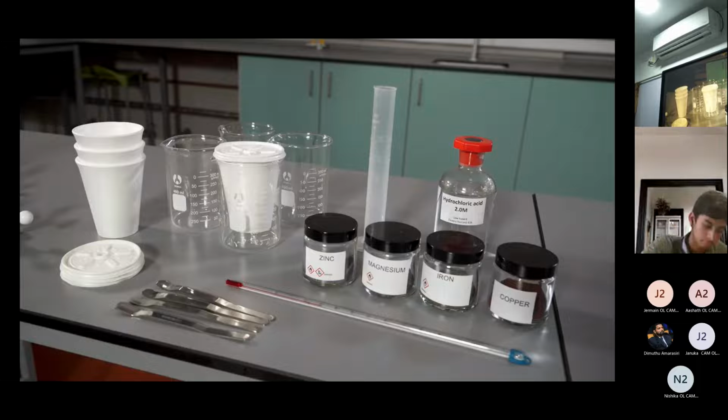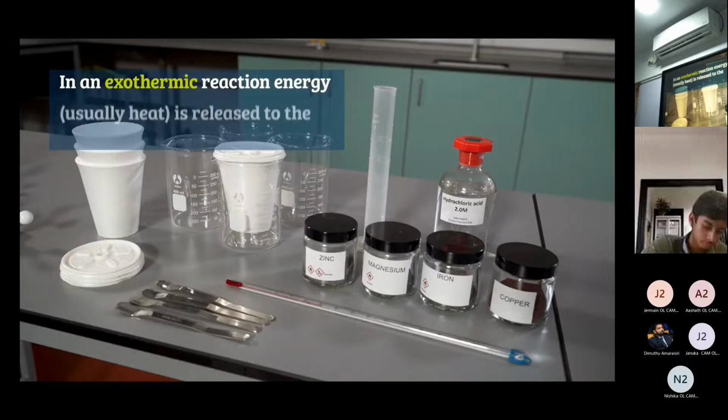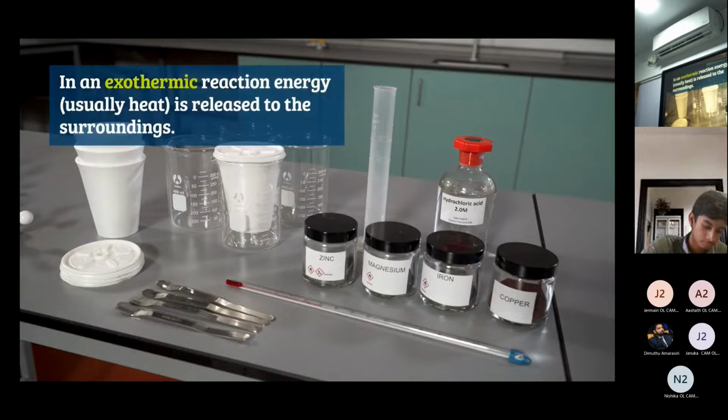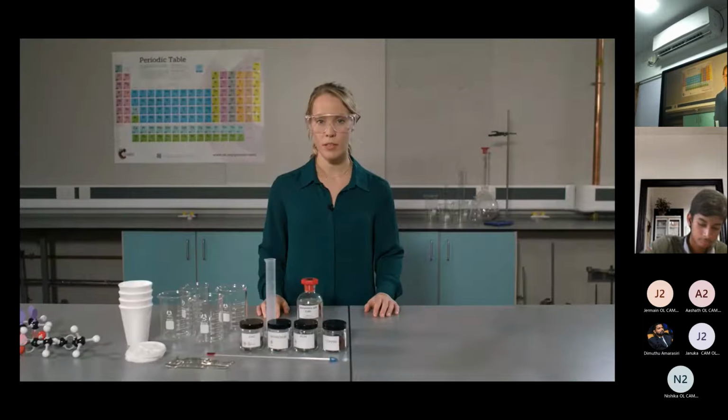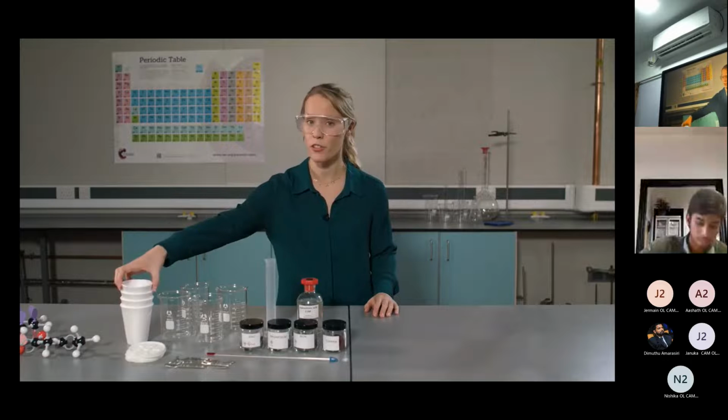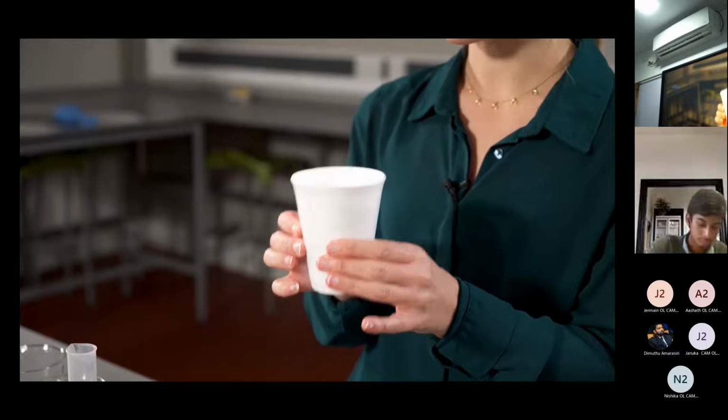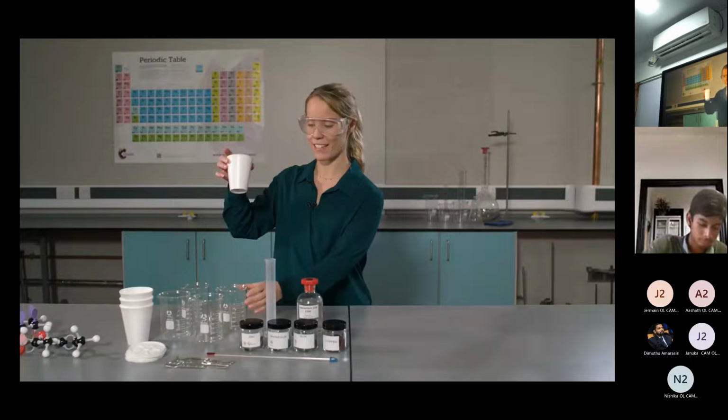Now we're going to investigate the reactivity of metals with acid. The acid that I'm using today is hydrochloric acid. When it reacts with the metals that I have chosen, heat will be given out as it's an exothermic reaction. Remember, you will need to wear eye protection for this experiment. I'm going to do the reaction in an insulated cup to try and reduce heat loss. The insulated cup is not very stable on its own, so I'm going to place it inside a beaker to reduce any spillages.